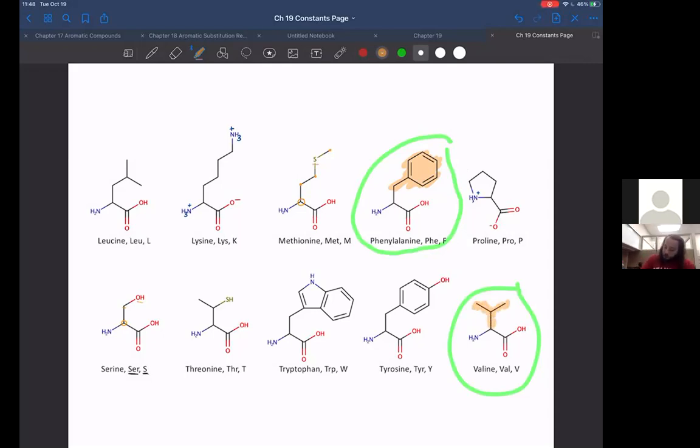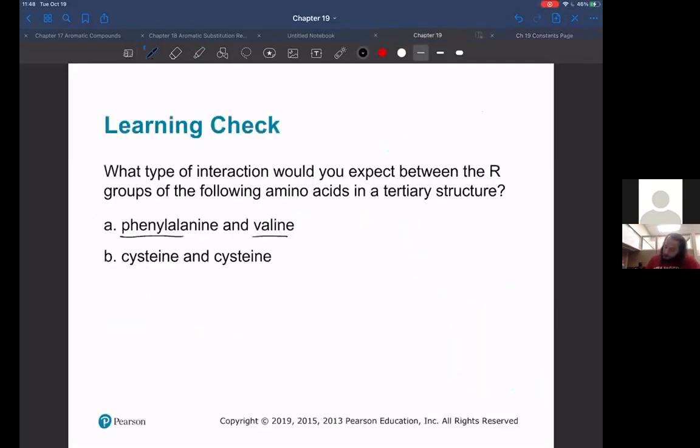So both of these are non-polar R groups, which is another word for hydrophobic, which means that both of these R groups are going to want to be located on the interior of the protein. So these will form those hydrophobic interactions that are predominantly found on the interior of a protein.